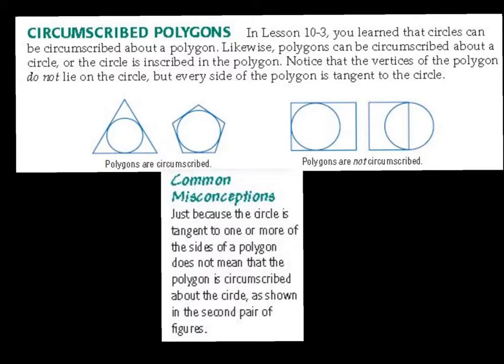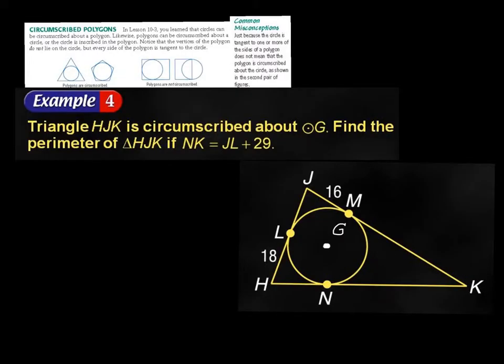So just because a circle is tangent to one or more of the sides of the polygon does not mean the polygon is circumscribed about the circle, as shown in the second pair of figures. Triangle HJK is circumscribed about circle G. Find the perimeter of triangle HJK if NK equals JL plus 29.